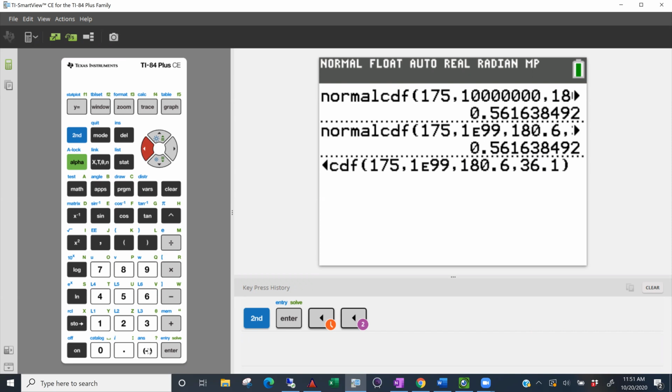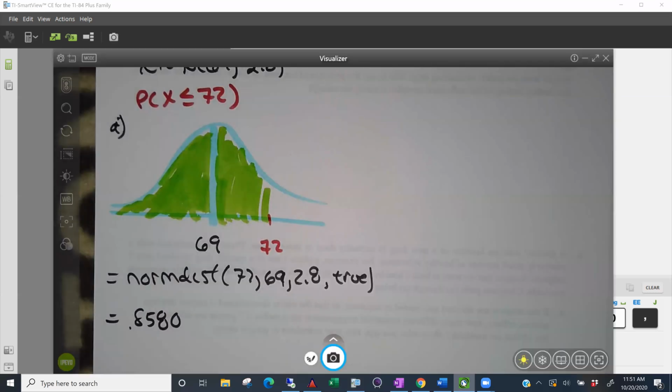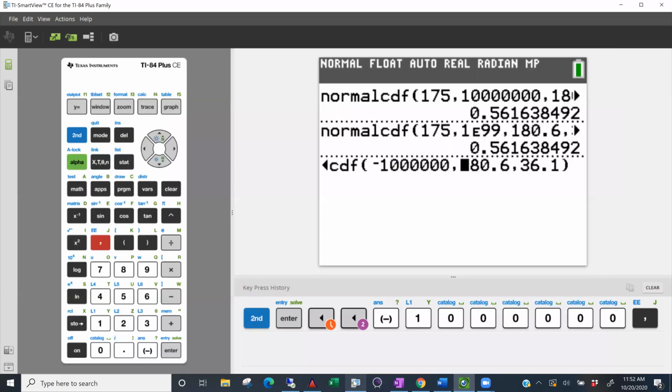So for my lower one, I'm going to type in negative 1 million. And I'm just going to hit a bunch of zeros. I don't really count to make sure that I've got 6. So it's your lower limit and then your upper limit. Now, Tony, what's our upper limit in this particular case? 72. Yep, 72. So lower limit, then upper limit, so 72, comma, the mean was 69, comma, the standard deviation is 2.8.